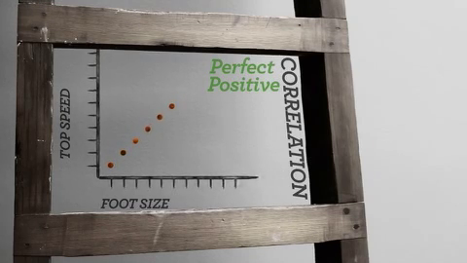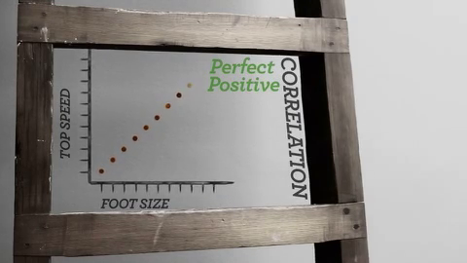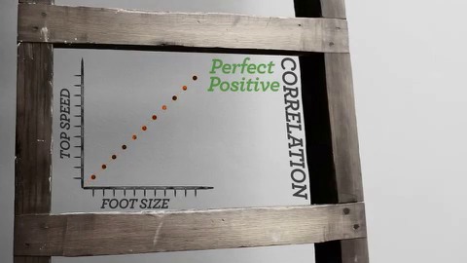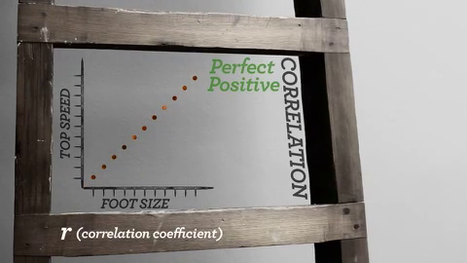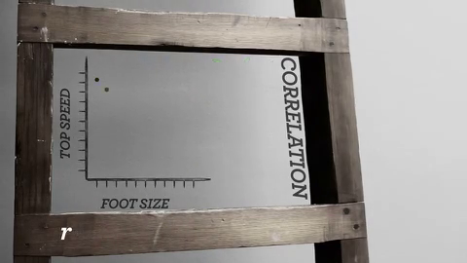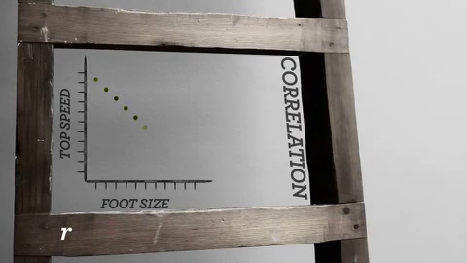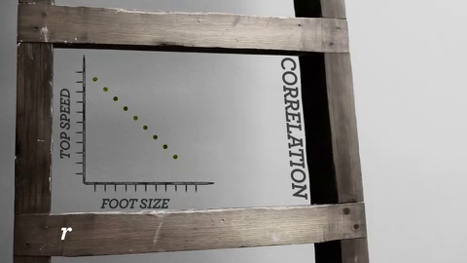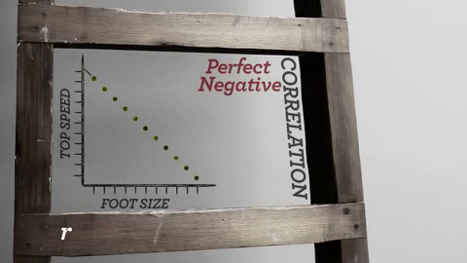A perfect correlation occurs when one variable changes by a fixed amount and another variable also changes by a fixed amount. We track correlation with the correlation coefficient, represented by a lowercase r. This is a measure of the direction and strength of a correlation. In this case, a perfect positive correlation, the correlation coefficient would equal 1. If every time foot size increases by 1 inch, top speed decreases by 1 mile per hour, then we are seeing a perfect negative correlation, and the correlation coefficient equals -1.